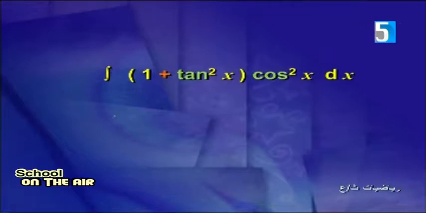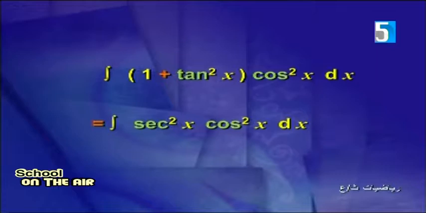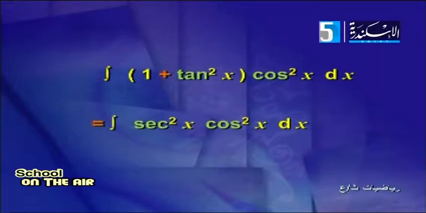Then the integration of (1 plus tan squared x) is the integration of sec power 2x multiplied by cosine power 2x dx. And we know that sec x equals 1 over cosine x. Then sec power 2x equals 1 over cosine power 2x. The integration of 1 over cosine power 2x multiplied by cosine power 2x is equal to the integration of 1 dx. 1 is a constant, then the integration of 1 equals x plus c.